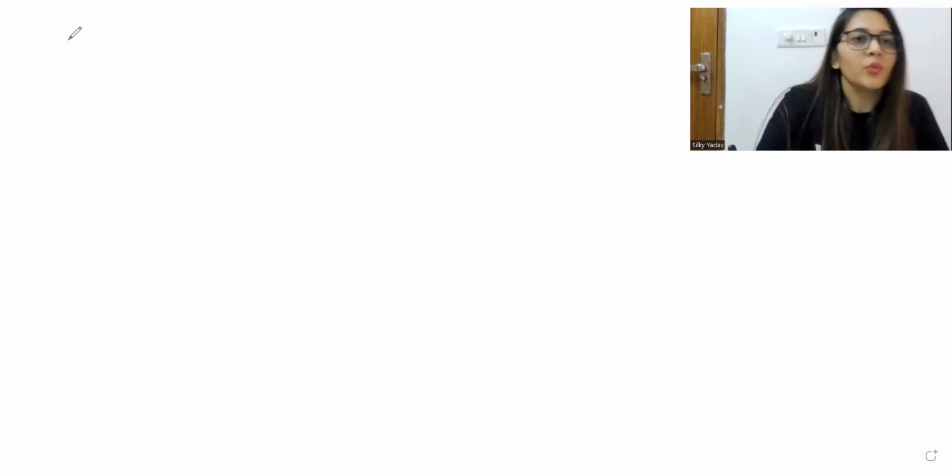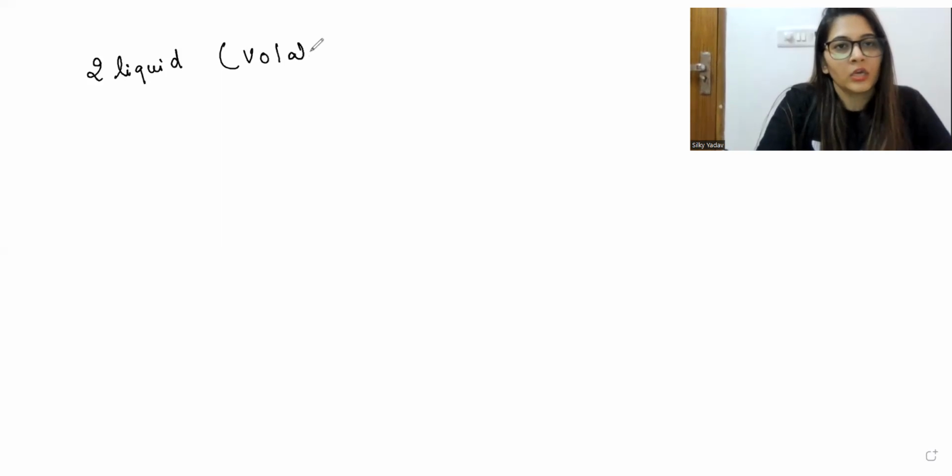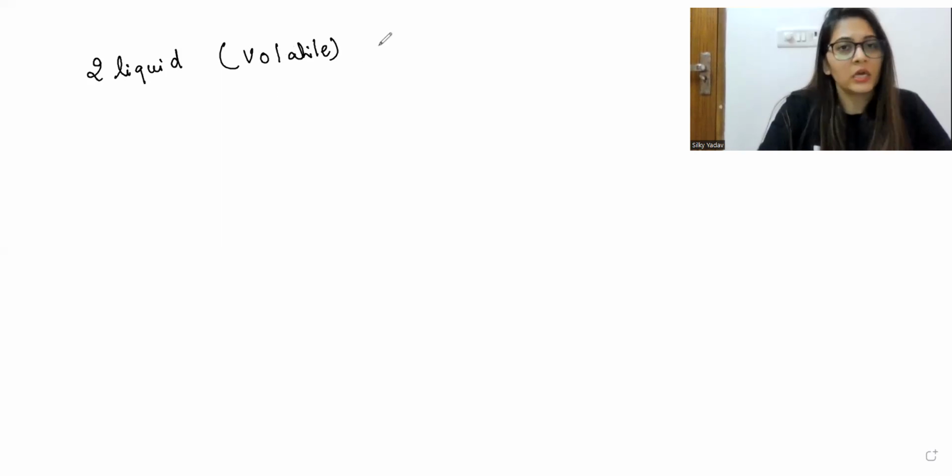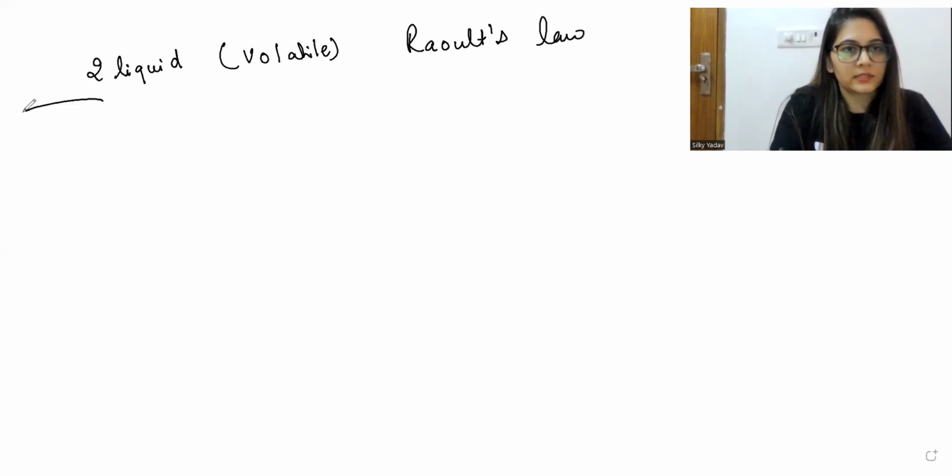But this time we will discuss two liquids in which both of them are volatile. Two components are there to form a solution. One is solute and one is solvent. Both of them are adding up to the vapor pressure above the liquid. Right? So this is again a part of Raoult's law. Let's see.